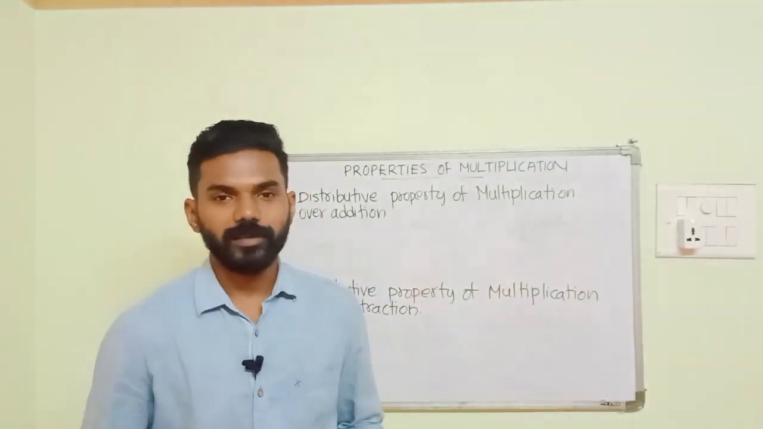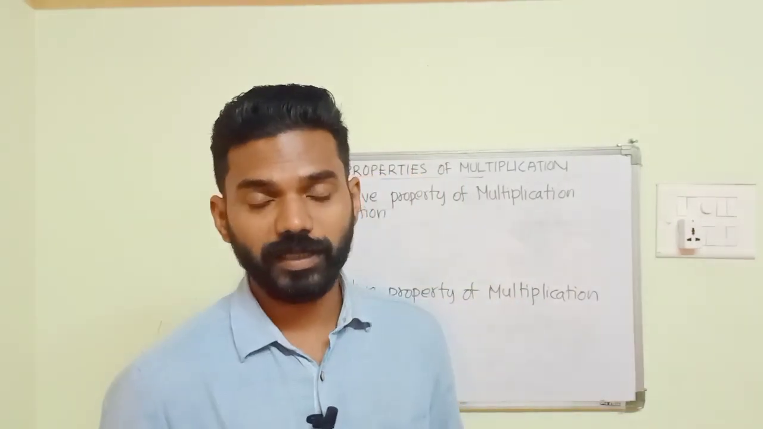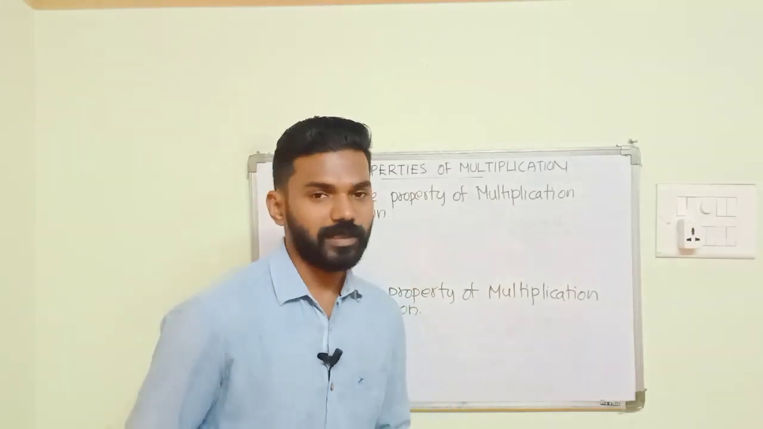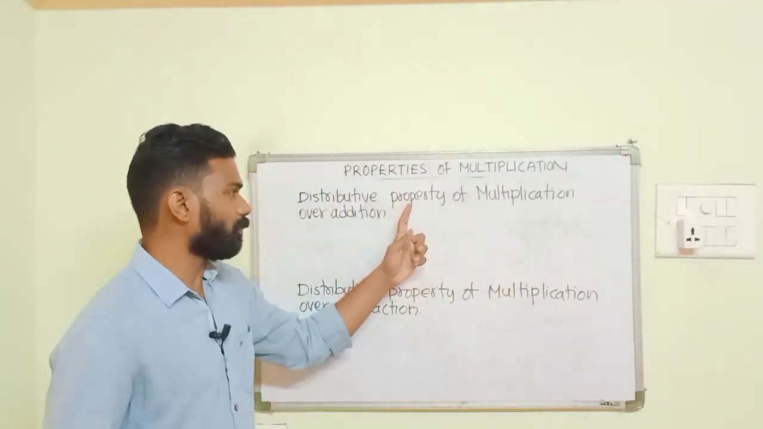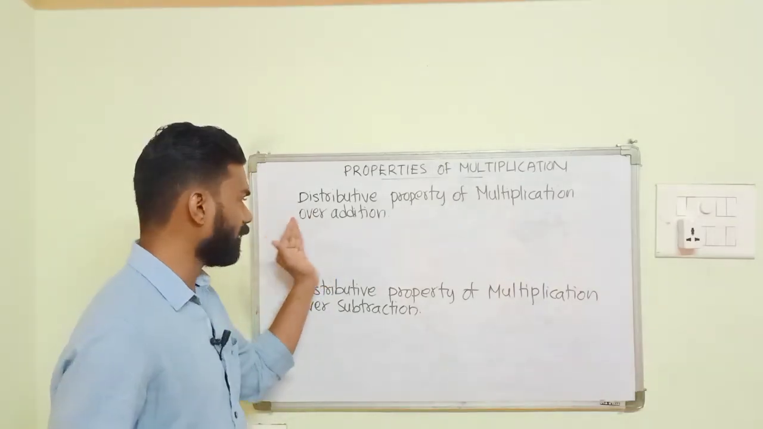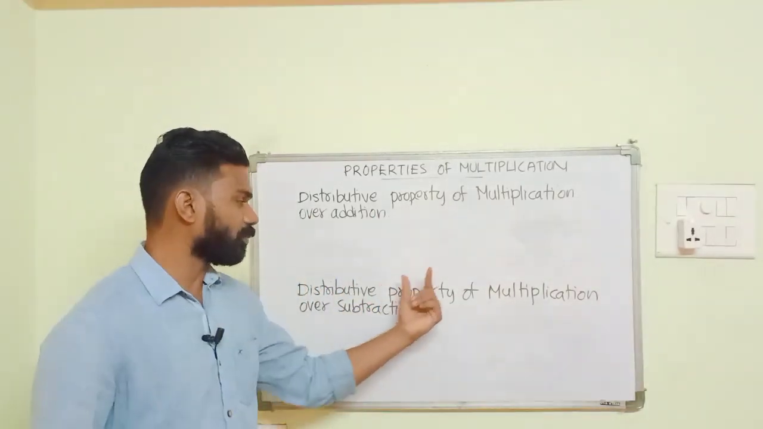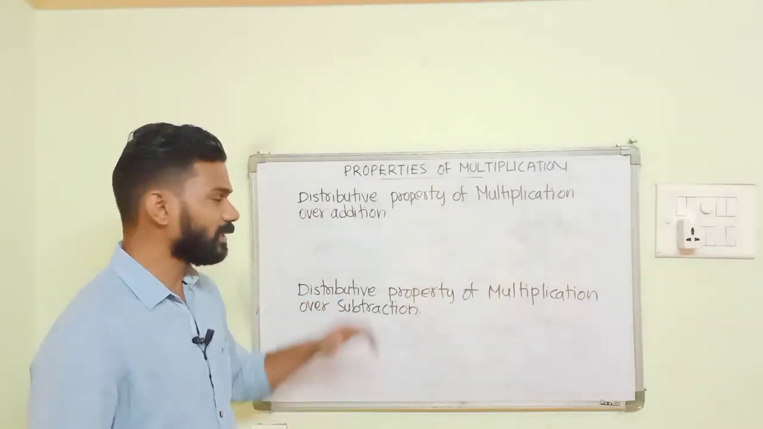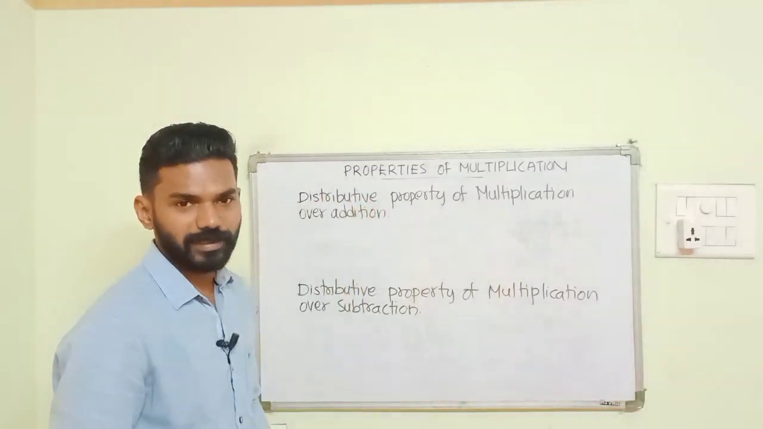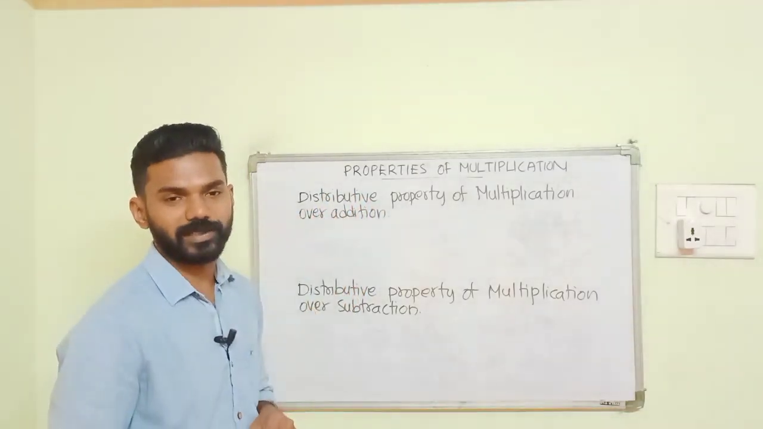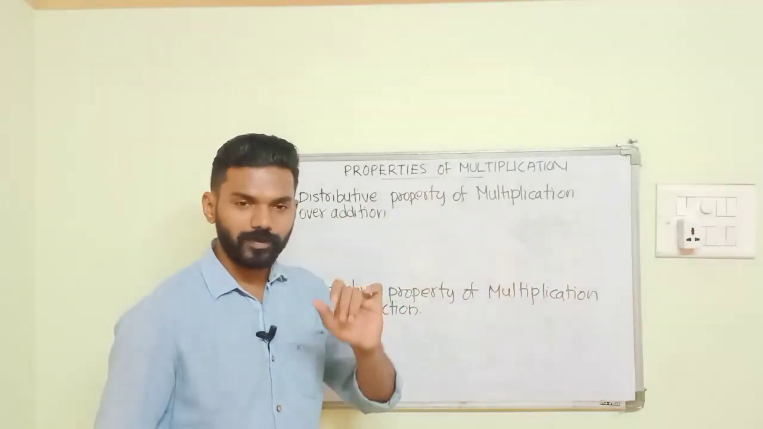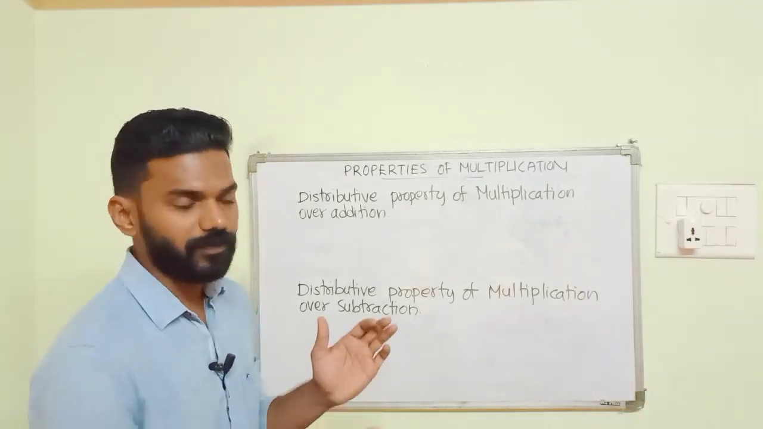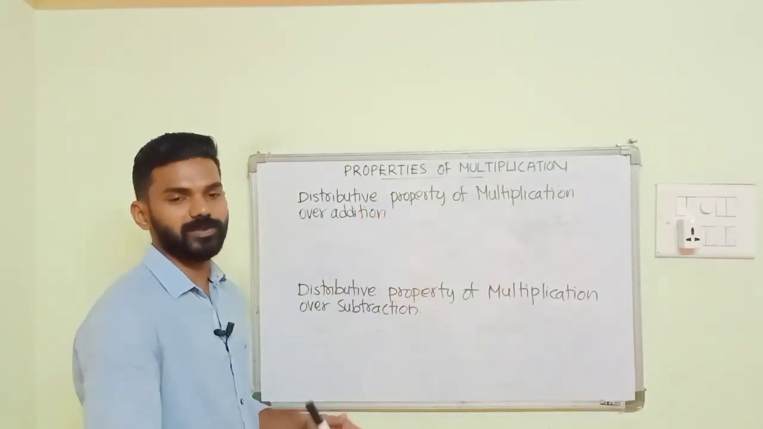All of you listen. Here come two important and useful properties of multiplication: the distributive property of multiplication over addition and the distributive property of multiplication over subtraction. Let us bring the general case and understand what this property actually means. In the name itself the meaning of the property is there, but we will explain it, and thereafter we can do some problems based upon these two properties.